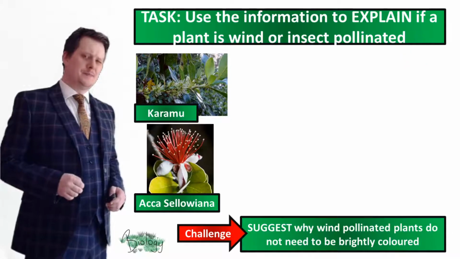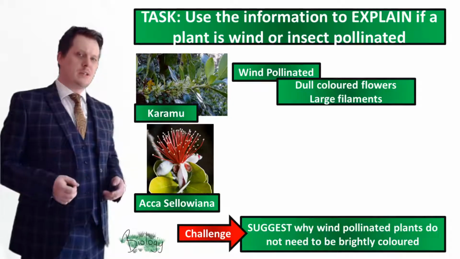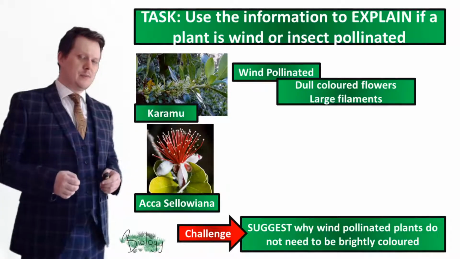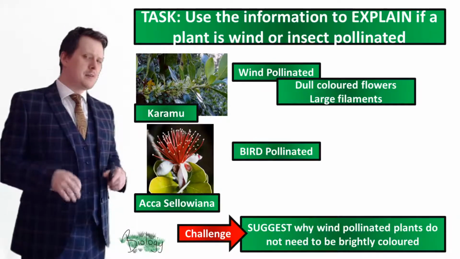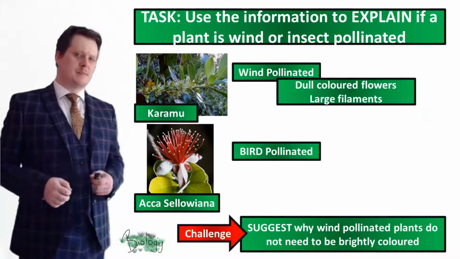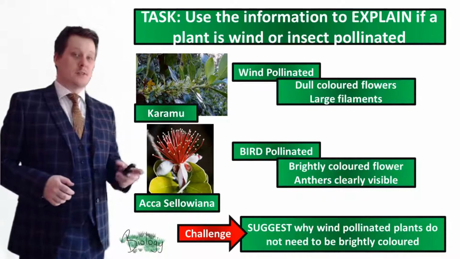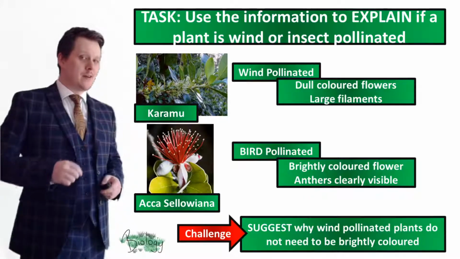Have you got your answer? Our caramoo is wind-pollinated. We can tell because it's very dull in colour and it's got very large filaments which you can see coming out of the plant. This acacelowana is bird-pollinated. This is the red herring that was in there. And it's difficult to place in either insect-pollinated or wind-pollinated because it's got a brightly coloured flower, but it does have anthers which are sticking out of the plant and are clearly visible.